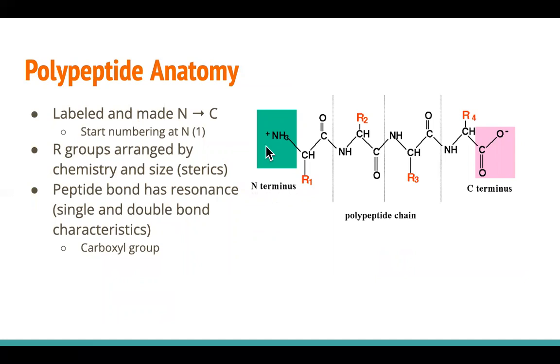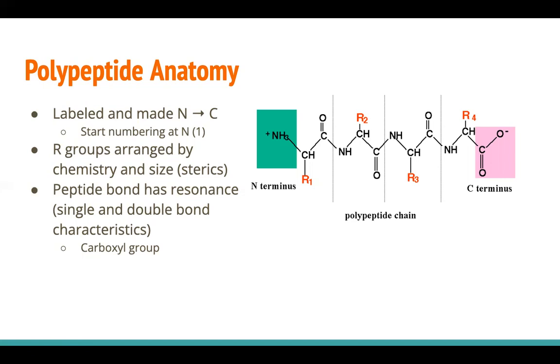The N terminus is the side of the amino group. So amino has a nitrogen, hence the N terminus. The C terminus is the carboxyl side. So it has a C double bond O with the OH group. So that's why that's the C terminus. You always start with the N terminus and then you end with the C terminus.